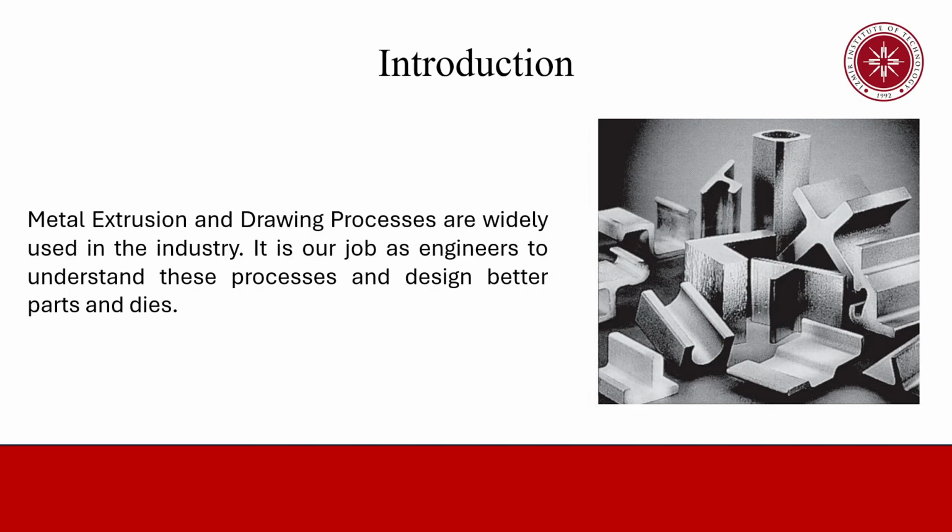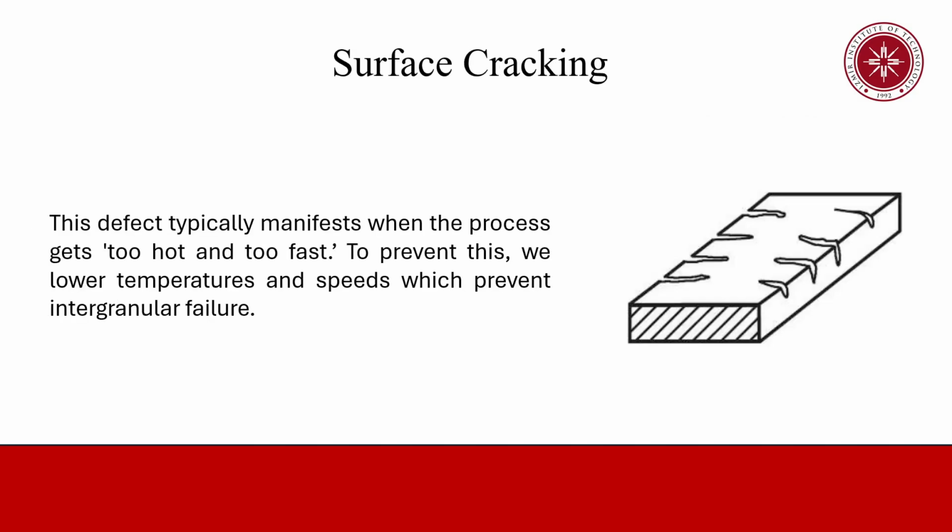Let's begin with the exterior of the product, surface cracking. This defect typically manifests when the process gets too hot and too fast. Specifically, if the extrusion temperature, friction, or speed is too high, the surface temperature of the billet rises significantly. Thermodynamically, this excess heat weakens the material at the grain boundaries. Consequently, the cracks we see are often intergranular, meaning they occur along those grain boundaries rather than through the grains themselves. This is particularly common in aluminum, magnesium, and zinc alloys.